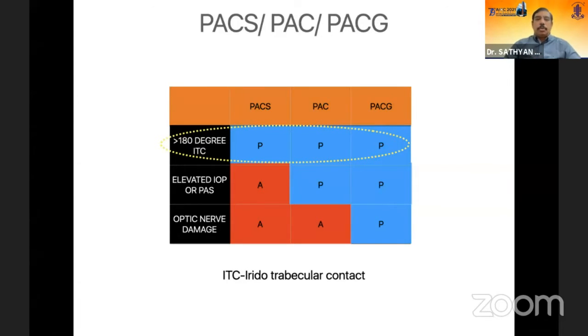Primary angle closure suspect, primary angle closure, and angle closure glaucoma, all three have iridotrabecular contact that is more than 180 degrees. If you look at the intraocular pressure levels, the PACS will be normal and the other two will have higher intraocular pressure levels. If you look at optic nerve damage, only angle closure glaucoma will have optic nerve damage. The other two will not.